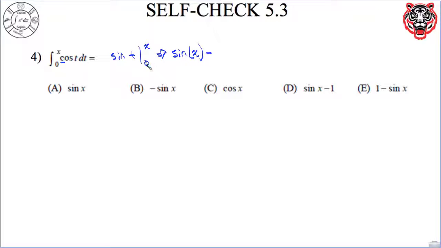I'm going to subtract. When I sub in 0, it's going to be sine of 0. Now you have to remember what sine of 0 is. Remember, sine means the y coordinate, and cosine would have been the x coordinate. And where is 0? 0 is right here. What is the y coordinate of that point? It's 0. So this is equal to sine of x. And that is A. Correct answer is A.